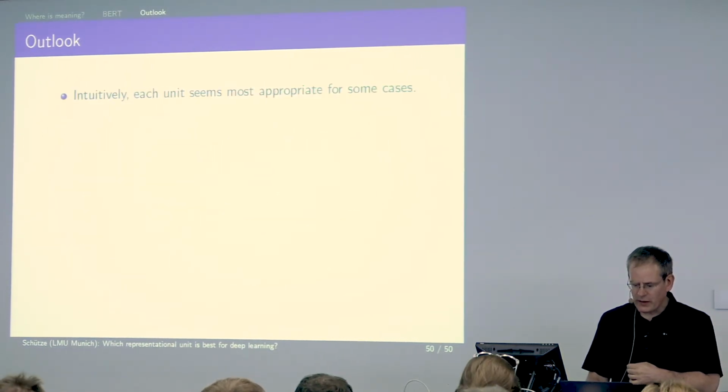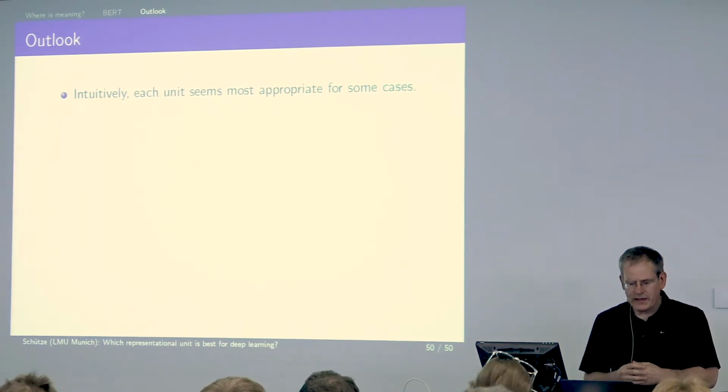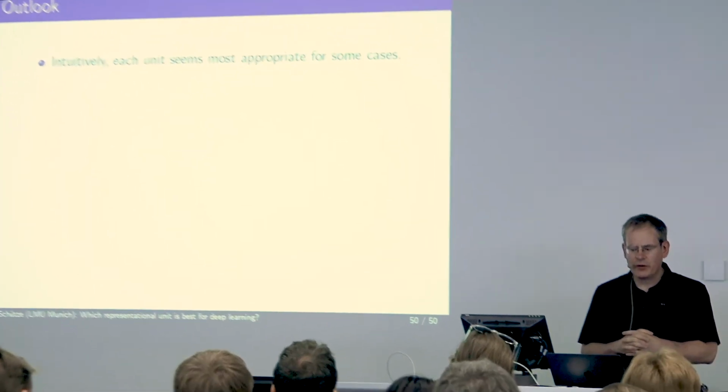Okay, so then the outlook. Intuitively, each unit seems most appropriate for some cases. Hot dog, ideally you want to represent as a phrase, because, as I said, it has nothing to do with the dog. Bloom, you want to represent as a word, I think. So there are many cases where you just want a word representation. Blooming, you want to represent as subwords because it's completely compositional.